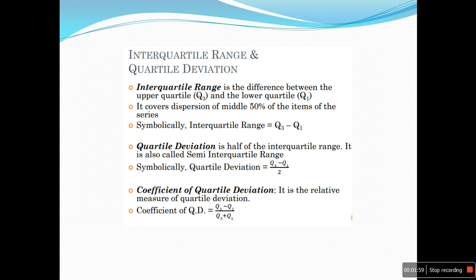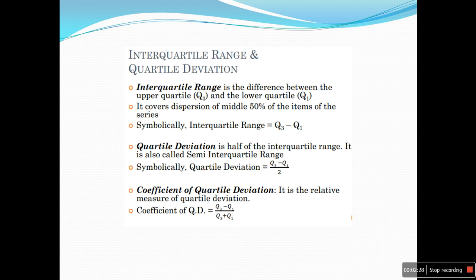Interquartile range and quartile deviation. Interquartile range is the difference between the upper quartile and the lower quartile. It covers dispersion of the middle 50% of the items of the series. Symbolically, interquartile range is equal to Q3 minus Q1, and quartile deviation is half of the interquartile range. It is also called semi-interquartile range. Symbolically, quartile deviation is Q3 minus Q1 over 2.